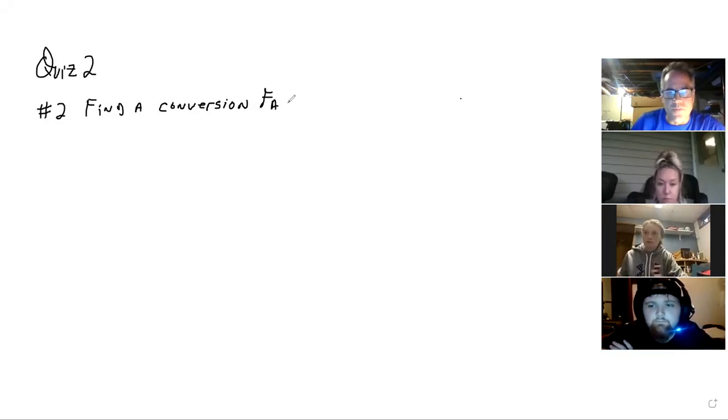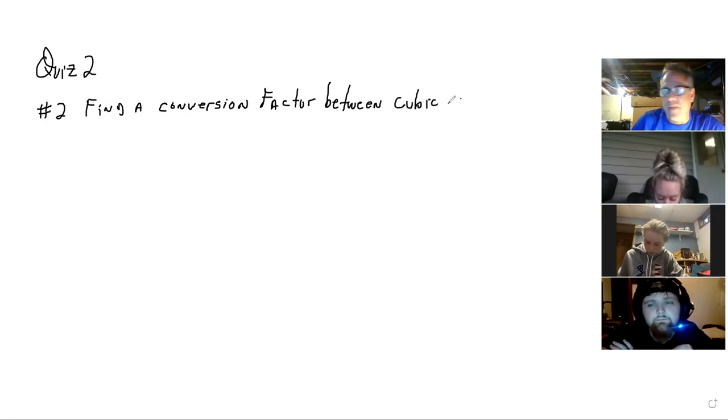So find a conversion factor between cubic meters and cubic centimeters.